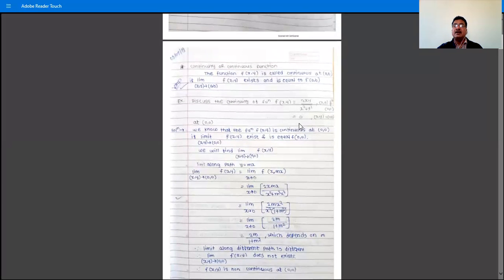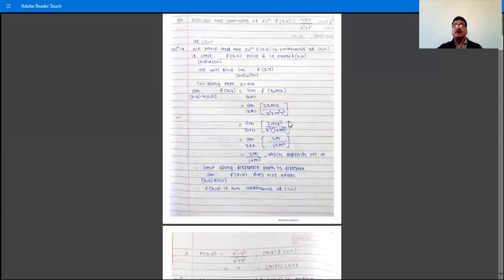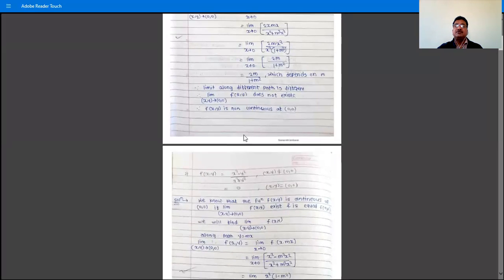So when the function is not continuous at (a, b), either this limit does not exist, or this limit exists but it is not equal to f(a, b). What is f(0, 0) here? Here it is 0. If this limit exists and it is not equal to 0, then it is also not continuous. But here the first condition fails: the limit of this function at (0, 0) does not exist, and therefore f(x, y) is not continuous, or discontinuous, at (0, 0).